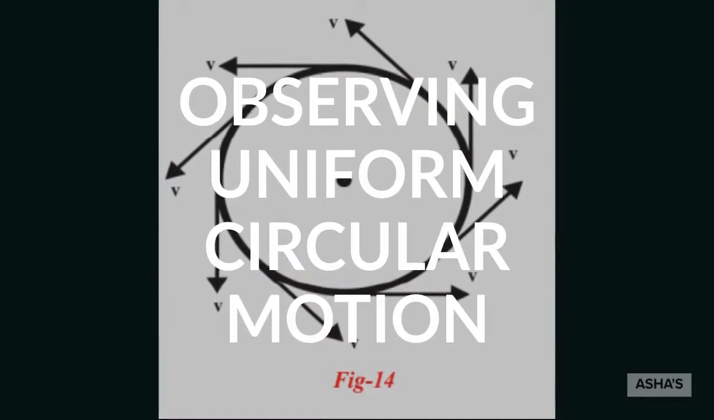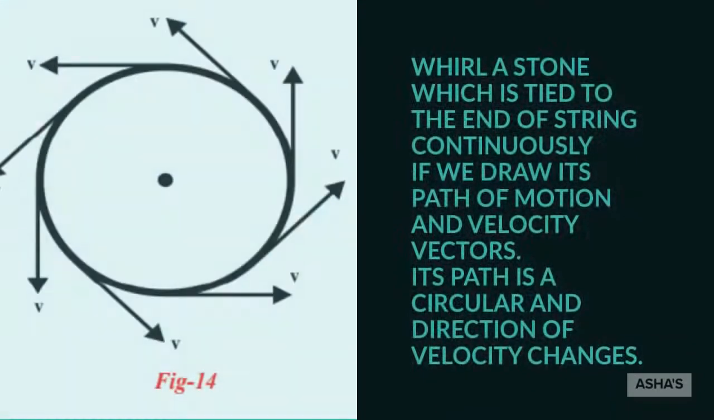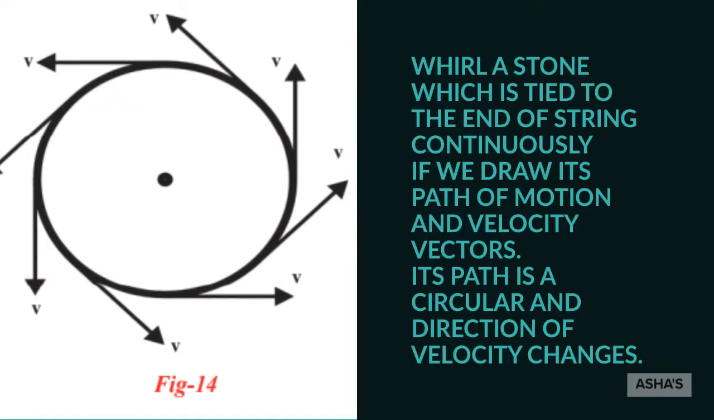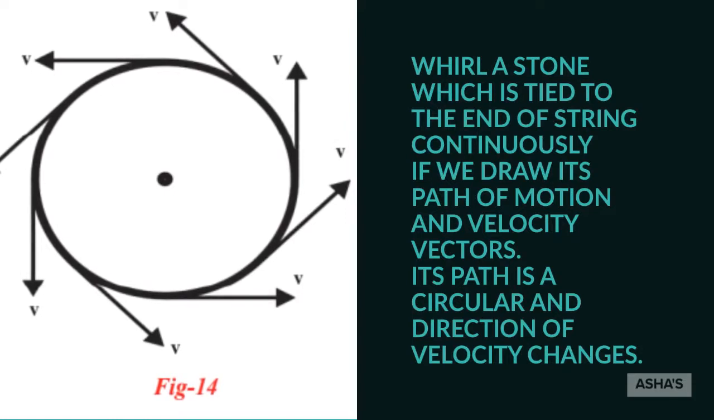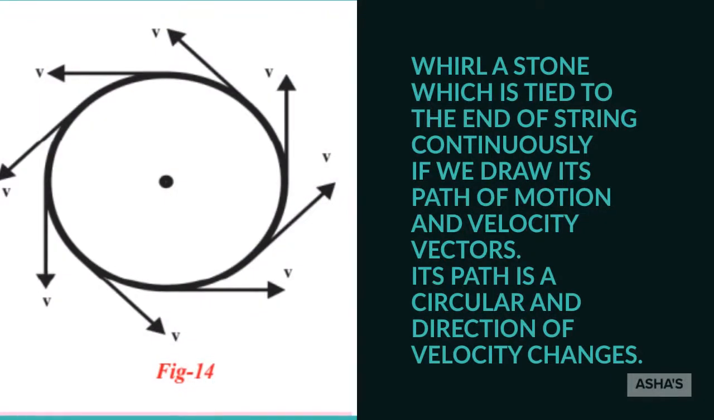One more activity, observing uniform circular motion. To observe this activity, my dear students, take a string and tie a stone at the end of that string. Now whirl it continuously. If we draw its path, it will be a circle, and if you draw velocity vectors to this, the direction changes at every point.